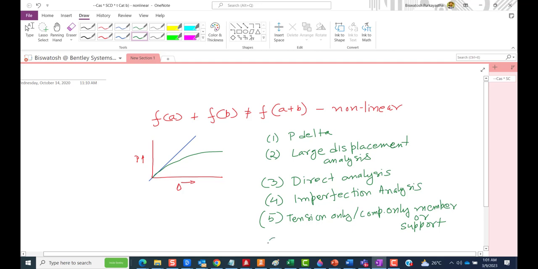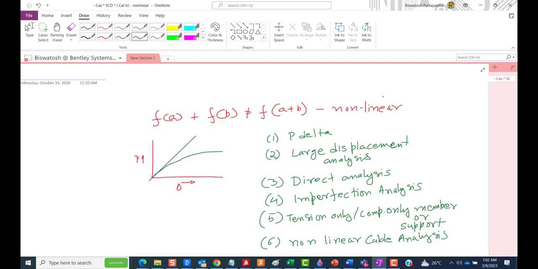Another case you can consider is nonlinear cable analysis. It's a kind of large displacement analysis, but specifically used for handling complex cable analysis. In all those cases, it's not necessary, but in most of the cases, you will come across the nonlinear behavior of the structure. So this is all about linearity and nonlinearity. Apart from that, most structures behave linearly.